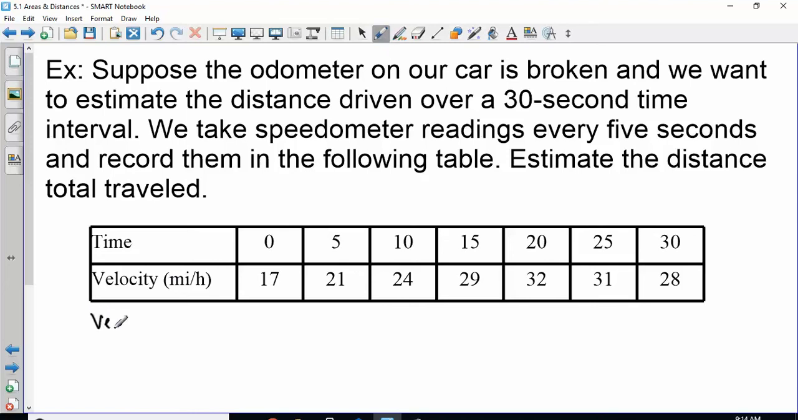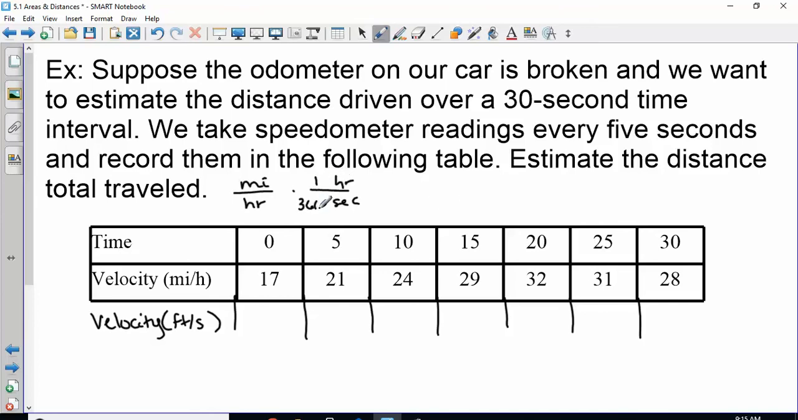I probably wouldn't make you do this on your own, but since we're doing it together, I figured it wouldn't hurt anything. I'm going to change my velocity to feet per second. This is not that hard to do. If you have miles per hour, we want feet per second. We have to think, how many seconds are in 1 hour? There's 60 seconds in a minute, 60 minutes in an hour, so 60 times 60 would be 3,600. So 1 hour is 3,600 seconds.